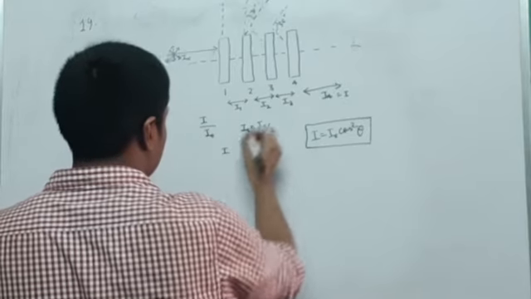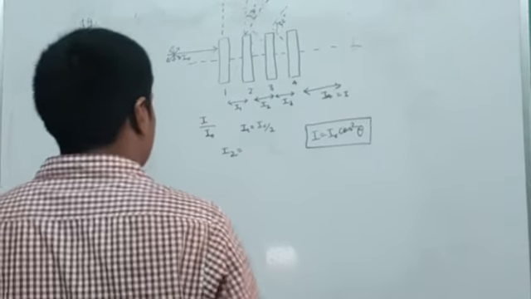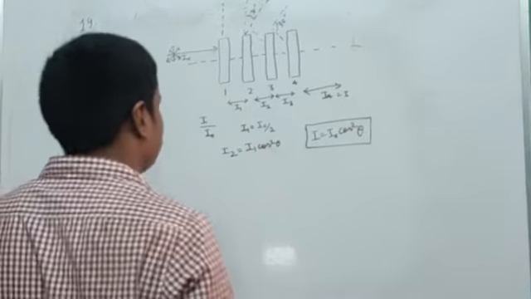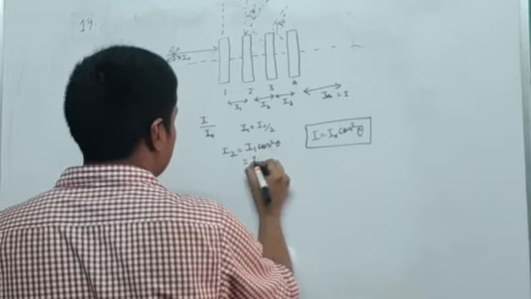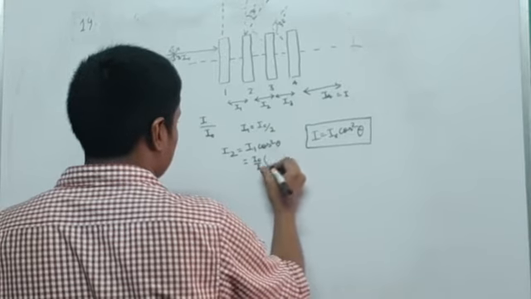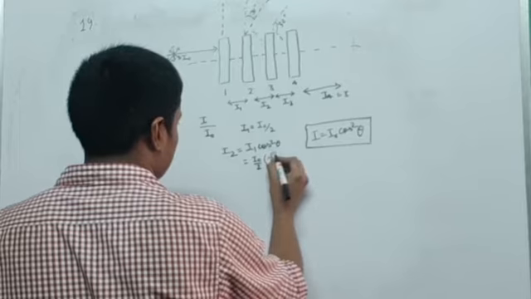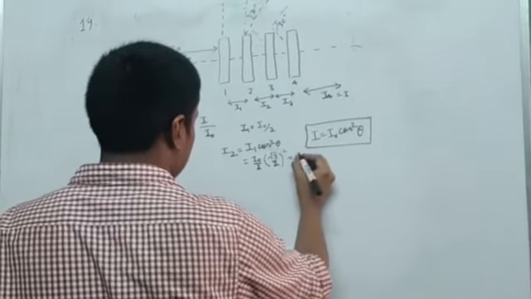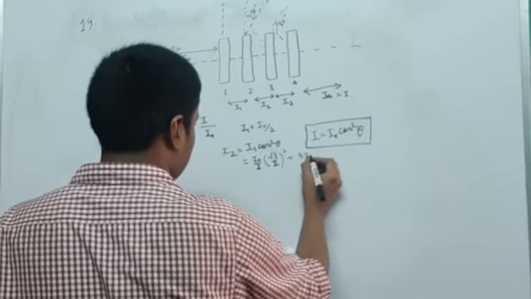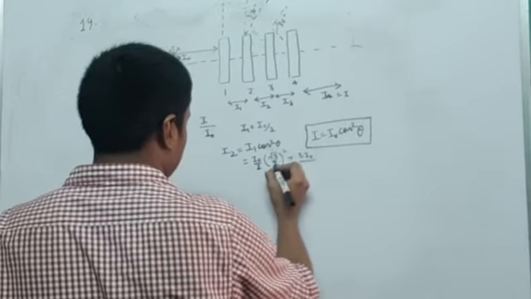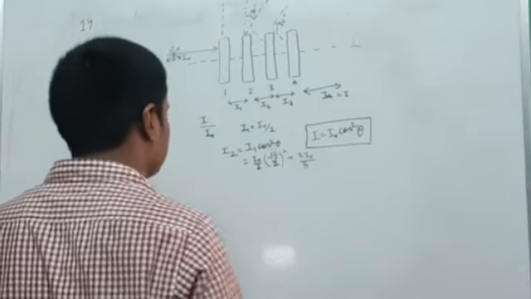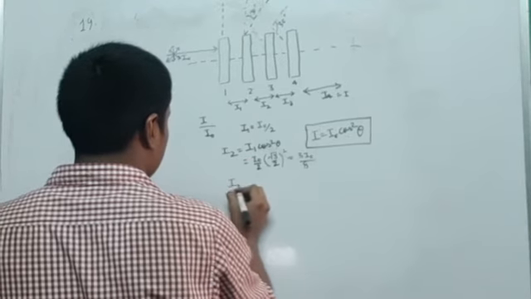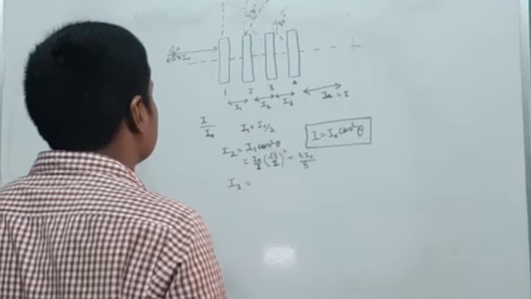Now we come to the interesting part, I2. I2 is I1 cos squared theta. Now theta is 30 degrees. So I0 by 2 times cos squared 30, which is root 3 by 2 whole squared. That gives 3 I0 by 8.